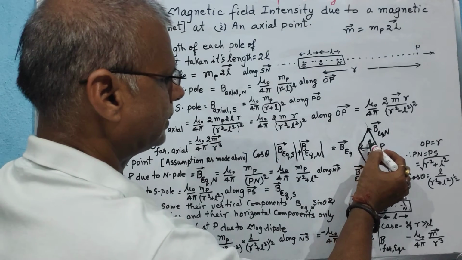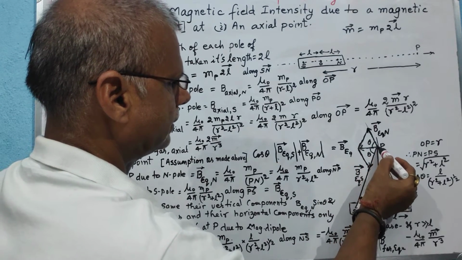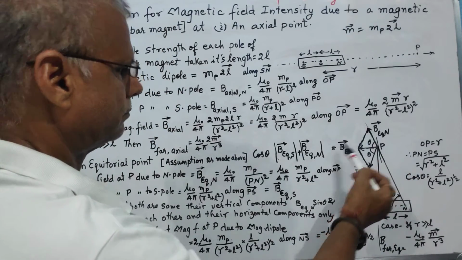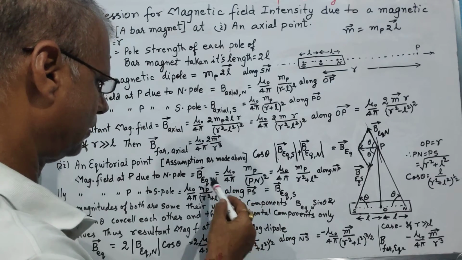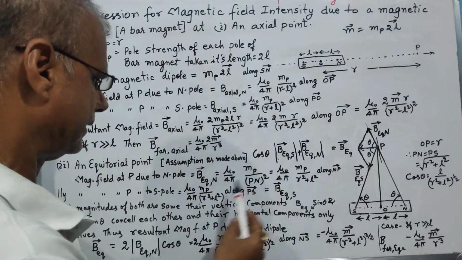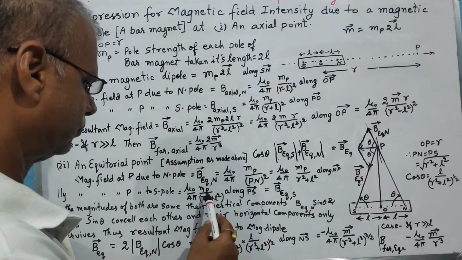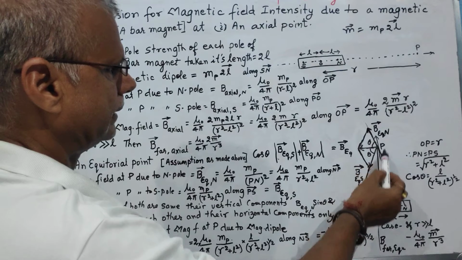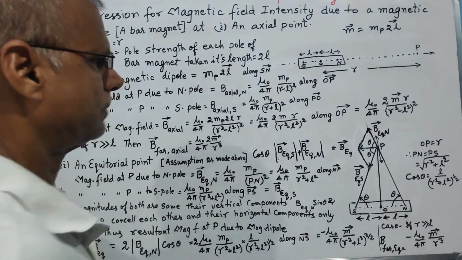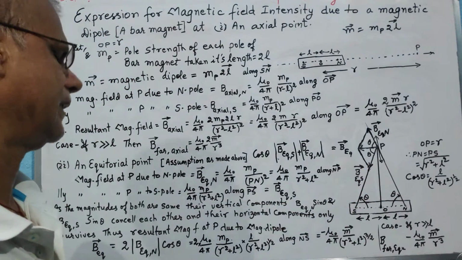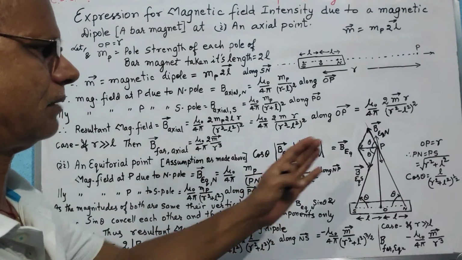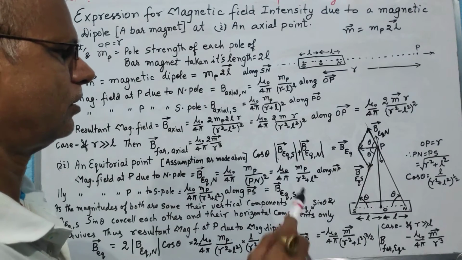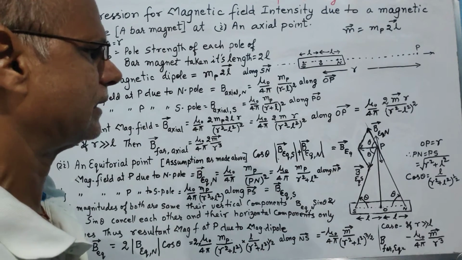You see, if this is theta, this should be 90 minus theta. So in this case what happens, you have the magnetic field due to north pole into sin theta, and the magnetic field due to south pole into sin theta, but both are in opposite direction, so they cancel each other. That means the vertical components cancel each other because their magnitudes are same, they are multiplied by the same factor sin theta. So only their horizontal components are surviving.